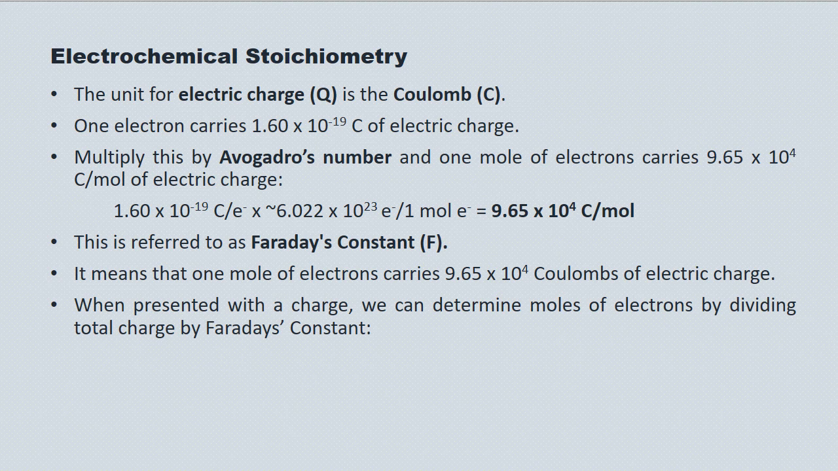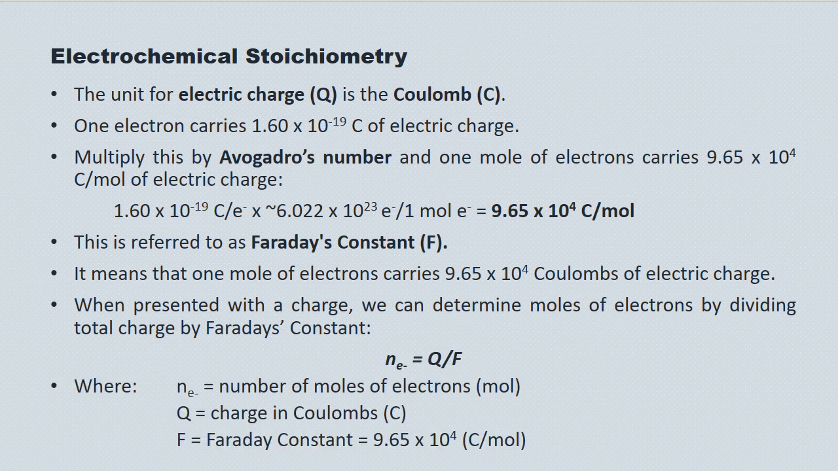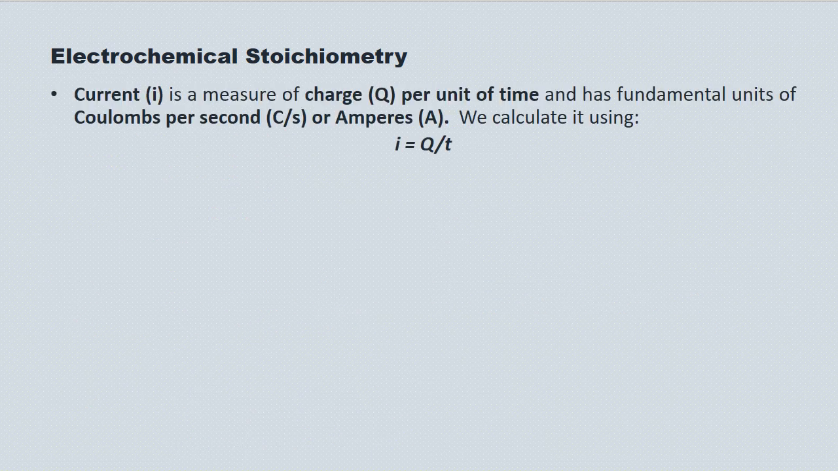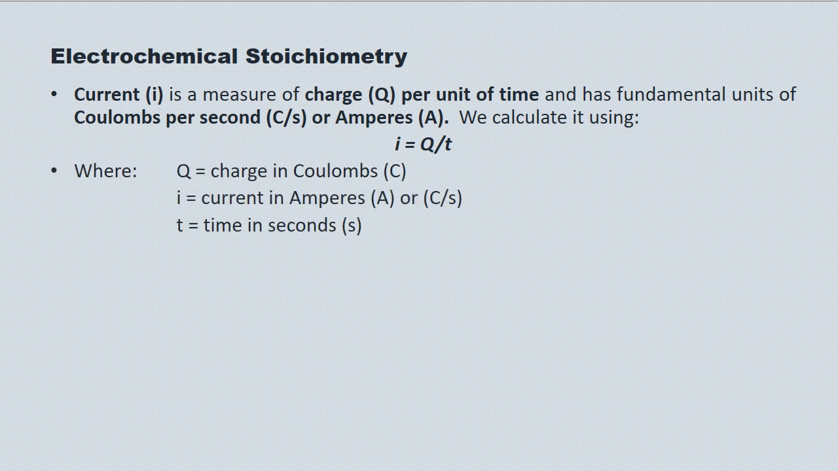And when presented with a charge, we can determine moles of electrons by dividing total charge Q by Faraday's constant F. Moles of electrons equals Q divided by F, where n sub e minus is number of moles of electrons, Q is charge in coulombs, and F is Faraday's constant. Current, symbol I, is a measure of charge Q per unit time, and its fundamental units are coulombs per second, or amperes. We calculate it using I equals Q over t. Current equals charge per unit time. Q is charge, I is current, and t is time.